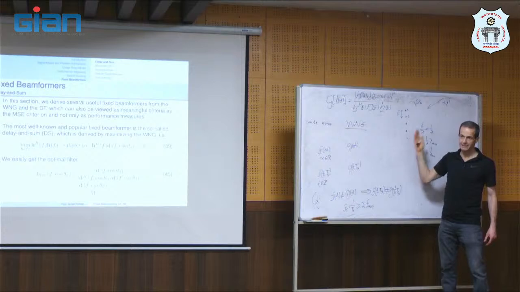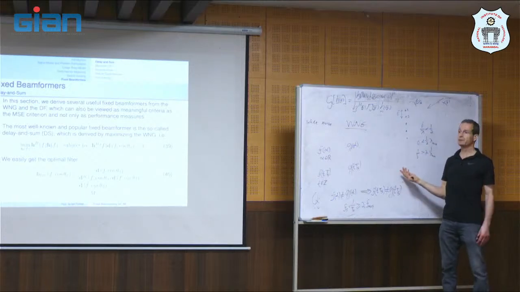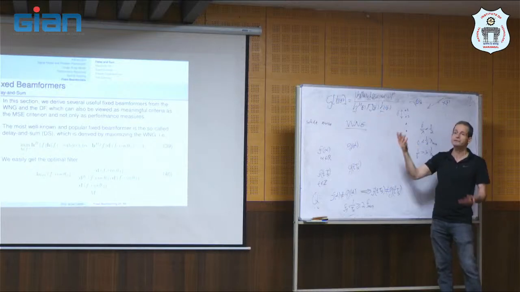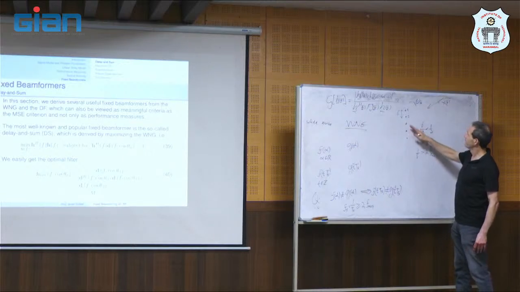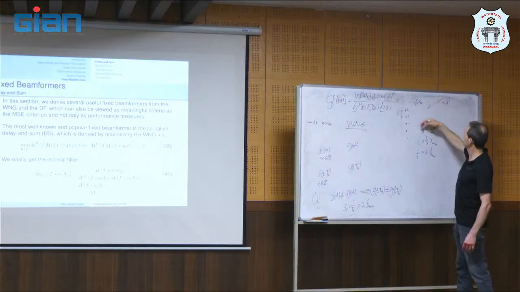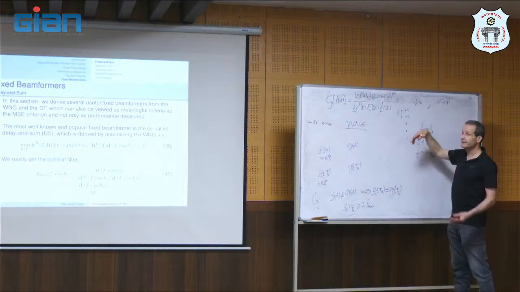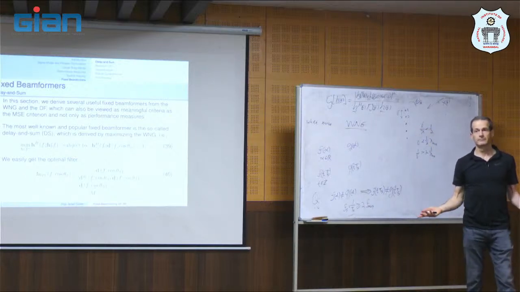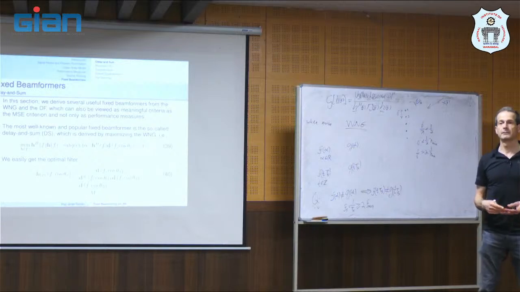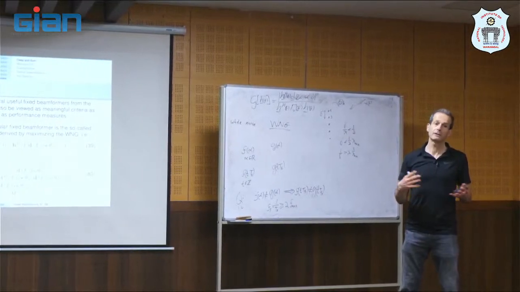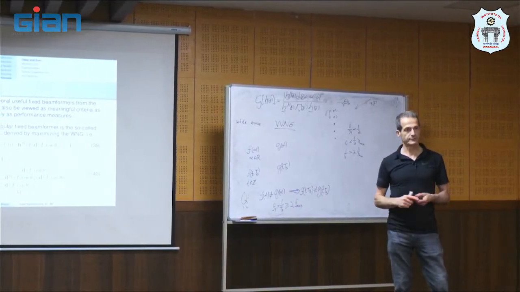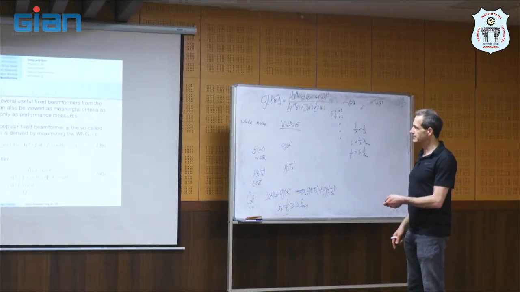That's why the delay-and-sum maximizes the white noise gain, because it maximizes the output SNR when the noise is uncorrelated. It just takes the values of the signal, compensating the delays between the sensors for the desired signal, and takes the summation. This is the best that we can do to suppress the white noise as much as we can. That's why, by maximizing the white noise gain, we get the delay-and-sum beamformer.